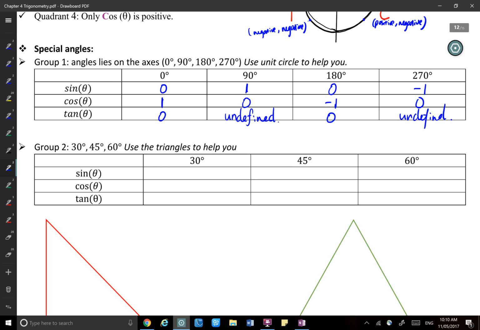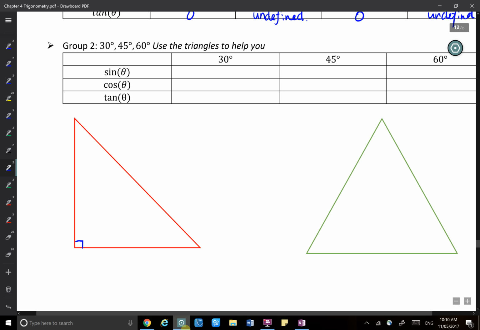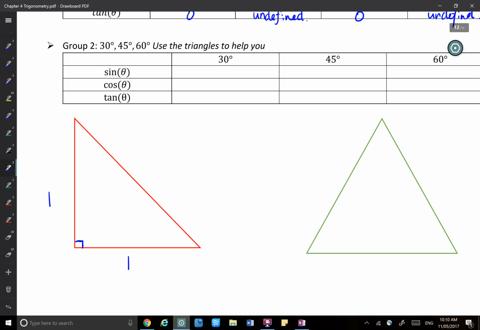And the group 2 angles will be two special triangles, coming from two special triangles, which is 30, 45, and 60 degrees. Sine, cosine, tangent values of 30, 45, and 60 degrees are special. So why is 45 special? Let's say we have a right angle triangle here with length 1 and 1. Isosceles right angle triangle. What's the hypotenuse you think will be?